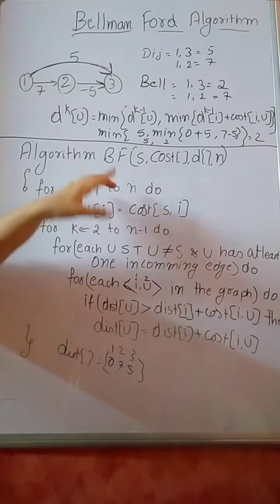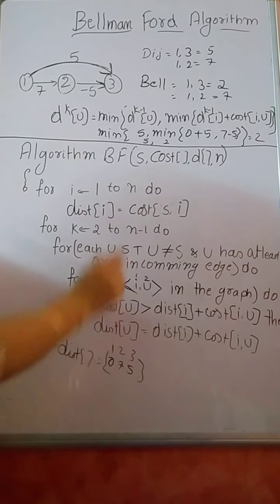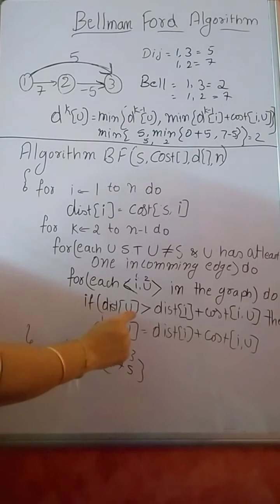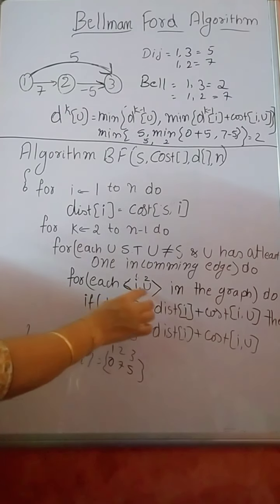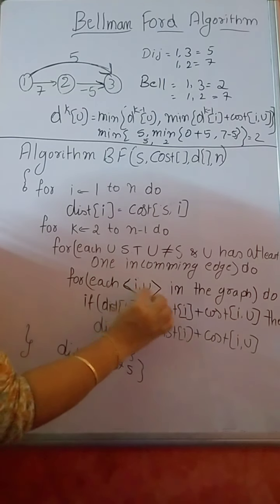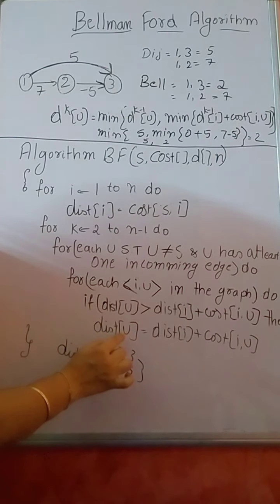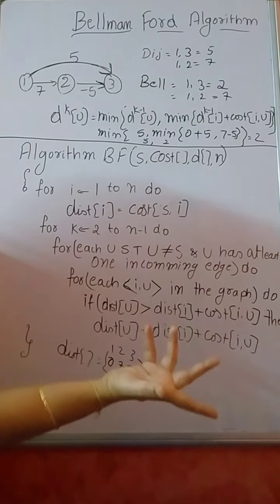What am I checking here? I am checking if the previous distance to u, that I explained to you here, is greater than the distance till i, because I have an edge from i to u, then the distance till i plus cost of i to u. If this is minimum, then your distance vector to u is modified with this. For example, if the previous distance itself is smaller, don't update it, it will be as it is.